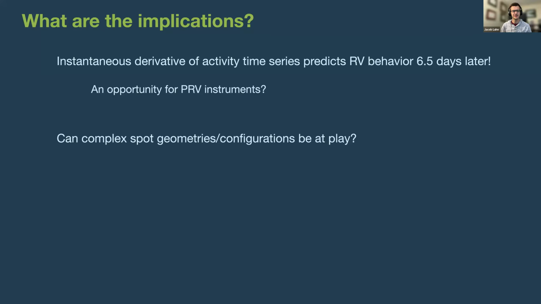Additionally, thinking a little more physically about what could be explaining what we're seeing, perhaps complex spot geometry or configurations, either number, sizes, distributions, could perhaps explain what we're seeing. And we're working on, pardon the pun, spinning up some of these simulation codes to run through our full model comparison to see if we can get similar results where this lagged time derivative performs better.